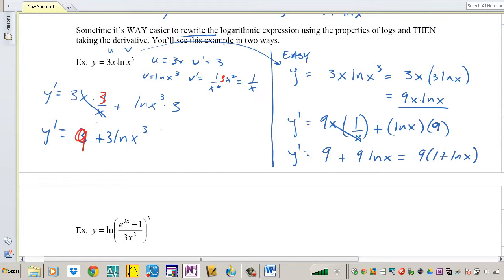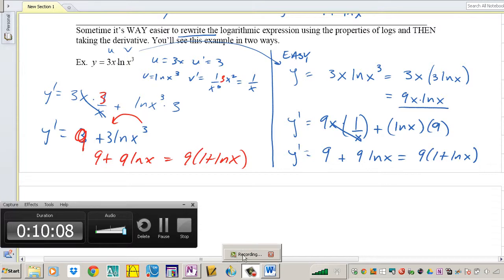So here we go. Using the power property for logs, the 3 goes to the front, so it's 9 plus 9 ln x, which is the same thing as what we got here. I'll let you guys go ahead and see what I did wrong, but go ahead and just try to make the connections.